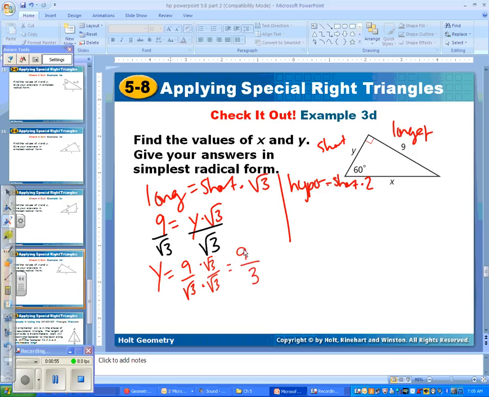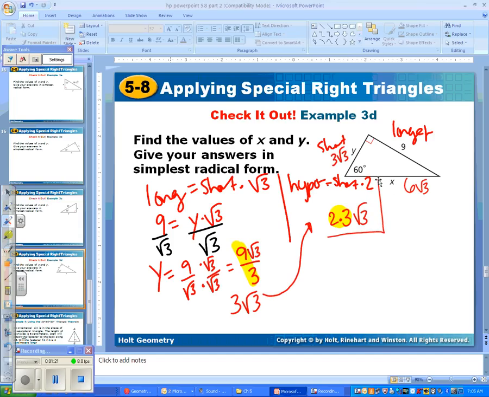And then on the top, you'd have 9 radical 3. And then look at your whole numbers. 9 divided by radical 3 is just 3. So your answer is 3 radical 3 for y. Once you have the shorter leg, to find the hypotenuse, all you have to do is multiply by 2. And again, you're just multiplying the whole numbers. So 2 times 3, that's going to be 6 radical 3.